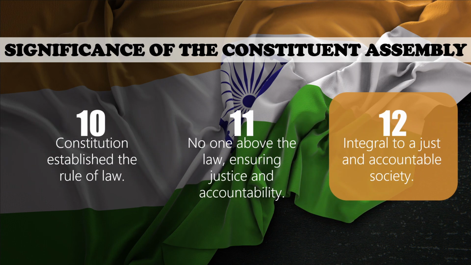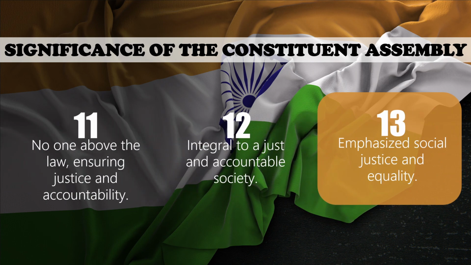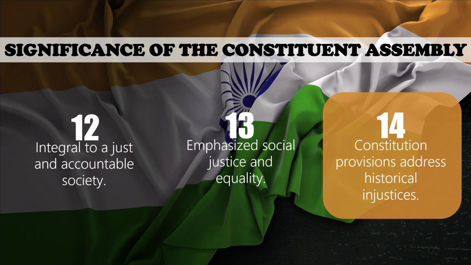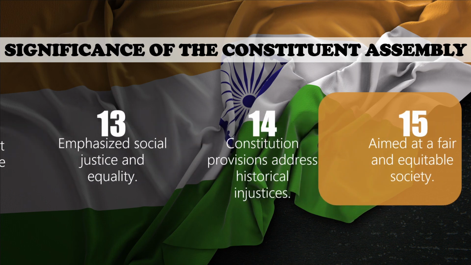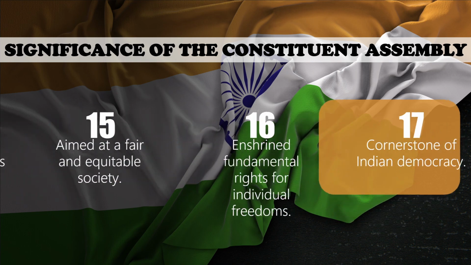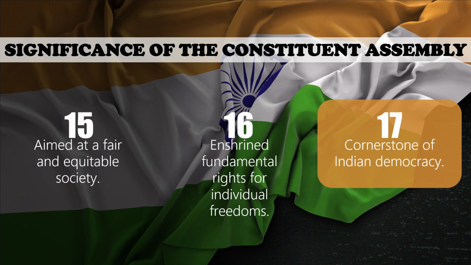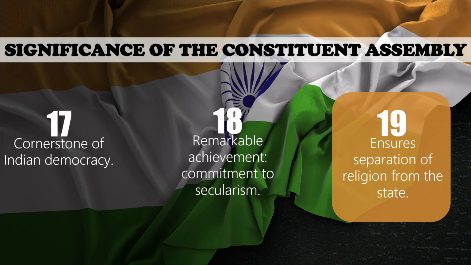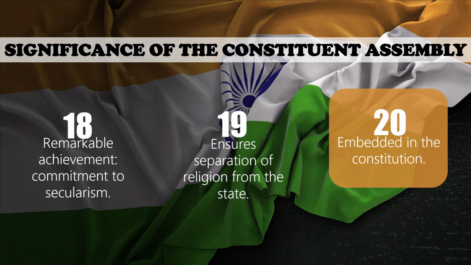Social justice. The Constituent Assembly emphasized social justice and equality. Provisions in the Constitution aimed at addressing historical injustices and promoting a fair and equitable society. Protection of fundamental rights. The Assembly enshrined fundamental rights which are essential for the protection of individual freedoms and liberties. These rights are a cornerstone to Indian democracy. Secularism. The commitment to secularism was a remarkable achievement of the Constituent Assembly. India's secular character, ensuring the separation of religion from the state, is deeply embedded in the Constitution.